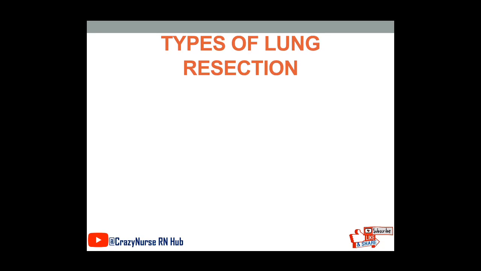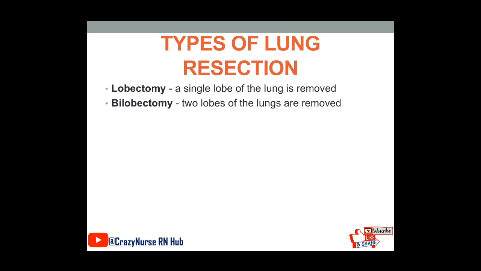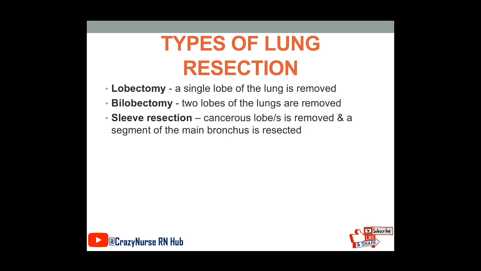So we have types of surgical resection. First, lobectomy. A single lobe of the lung is removed. We also have your bilobectomy. Two lobes of the lungs are removed. We also have the sleeve resection. The cancerous lobe is removed and a segment of the main bronchus is resected.